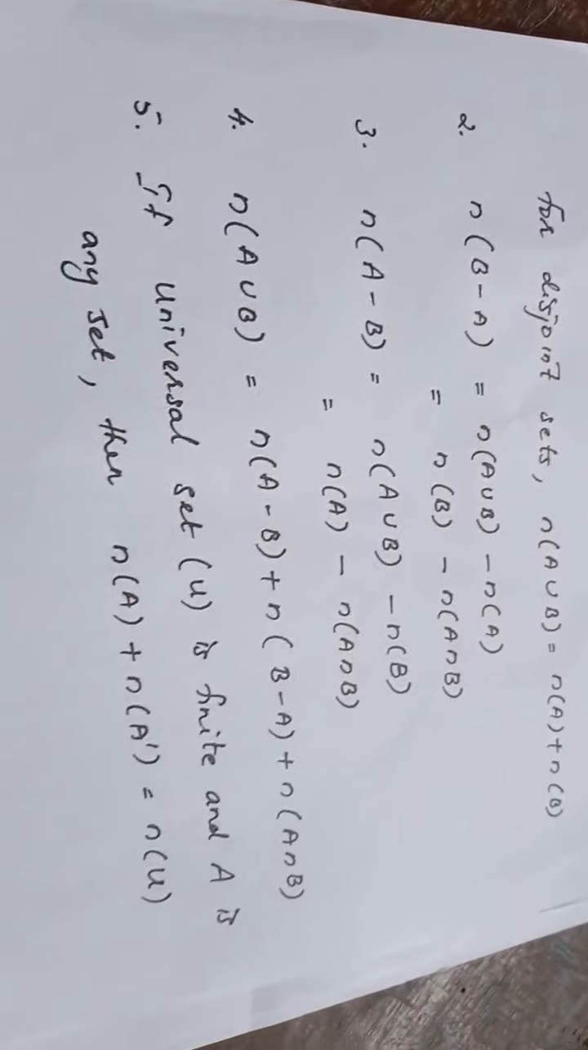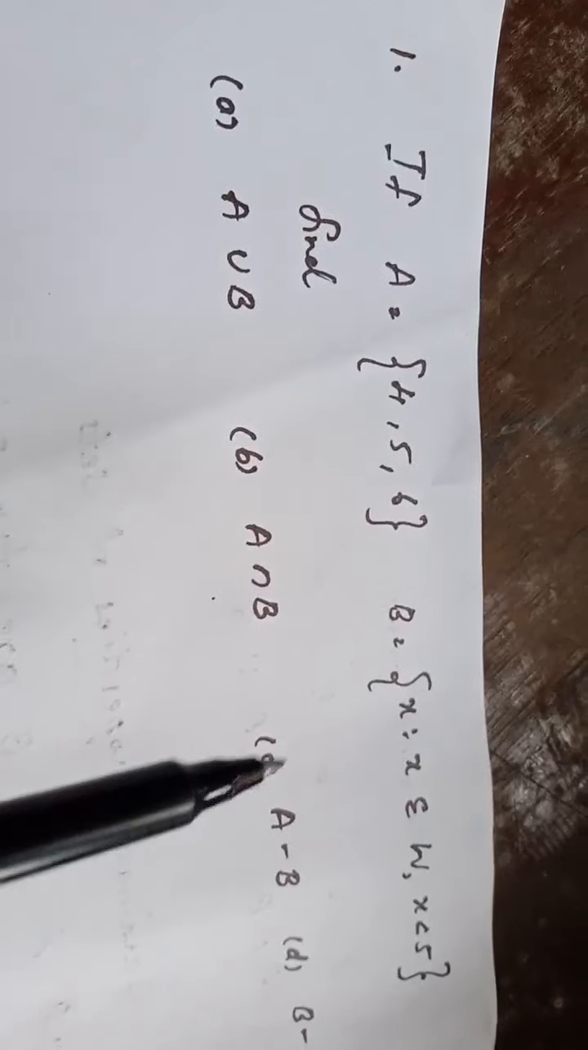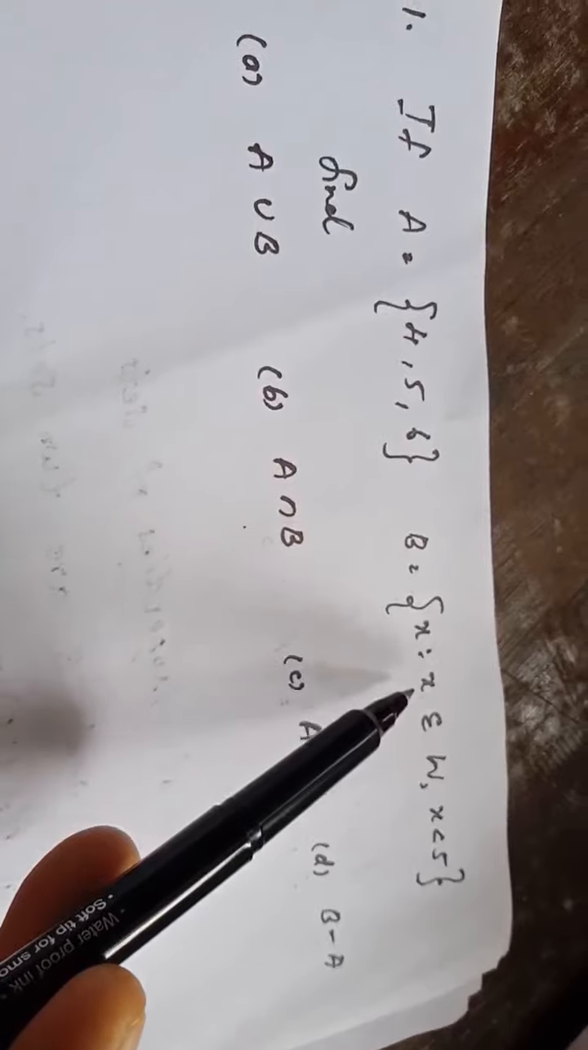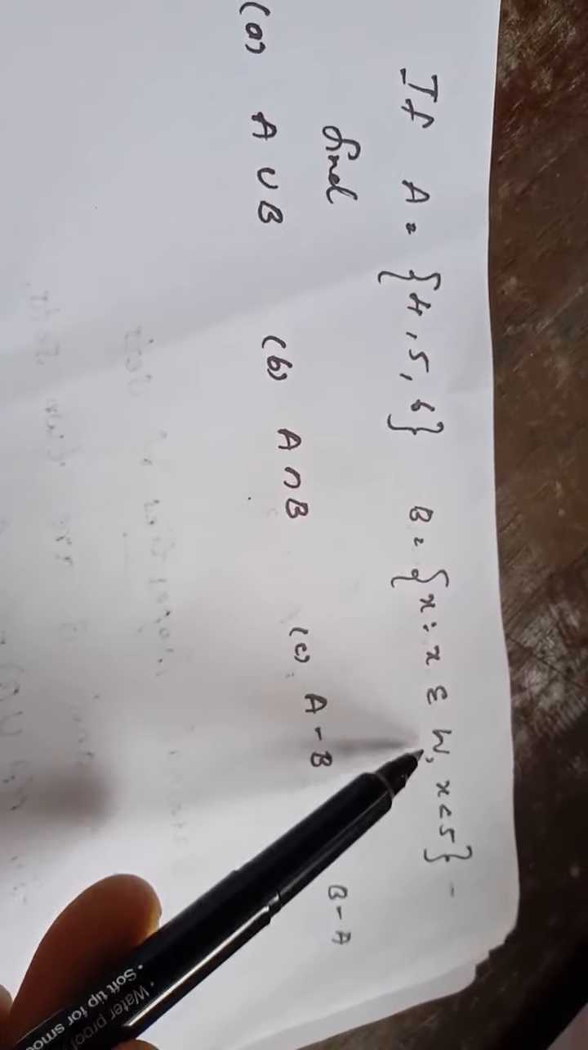Now I will show you how to solve this kind of problems. Start with some problems. First we have a question. Given A is equal to set 4, 5, 6, B is equal to set X such that X element of W and X less than 5. W means set of whole numbers. Find A union B, A intersection B, A minus B and B minus A.